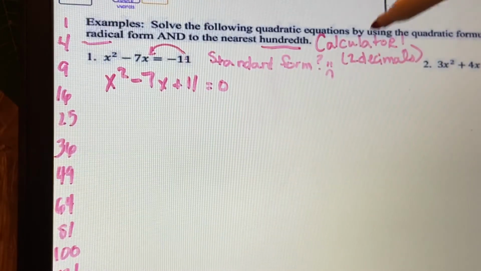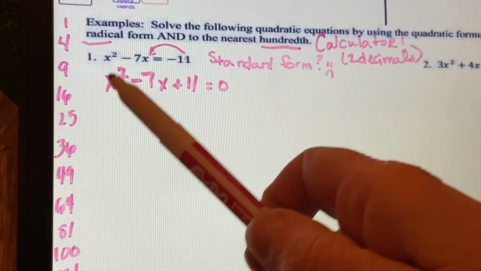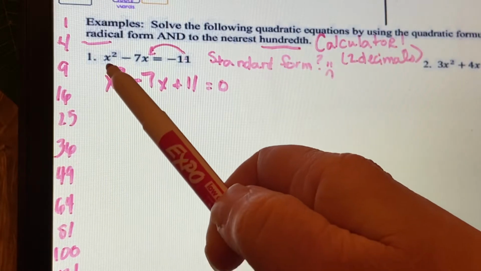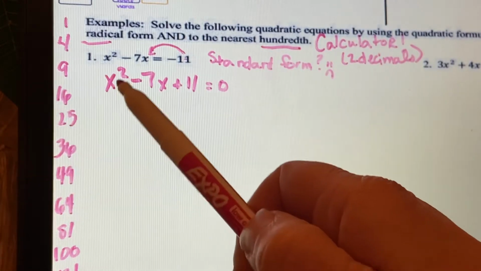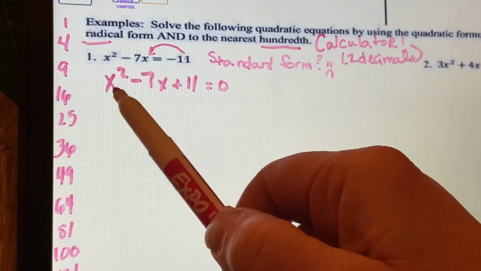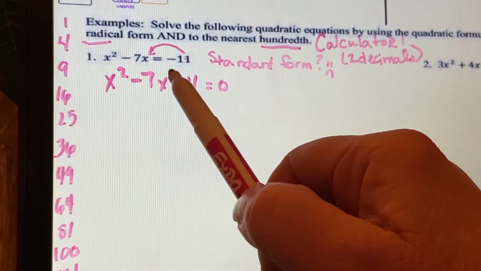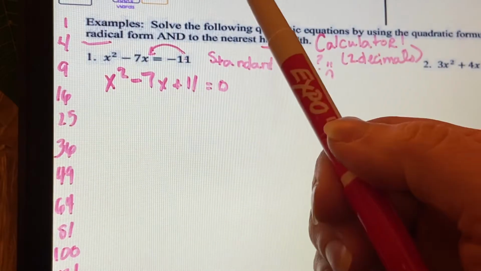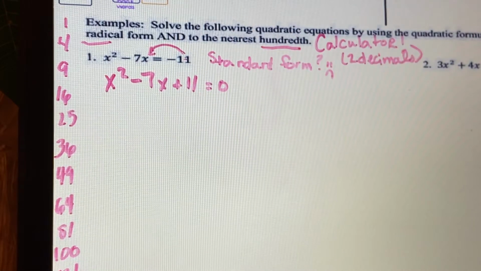Make sure you now have standard form. Our x squared is positive. Doesn't have to be, but it is. It is a quadratic. It has to be a quadratic. We're in descending order. It goes from squared to first to a constant. So we are in descending order. And now we're set equal to 0. So we can use the quadratic formula now.